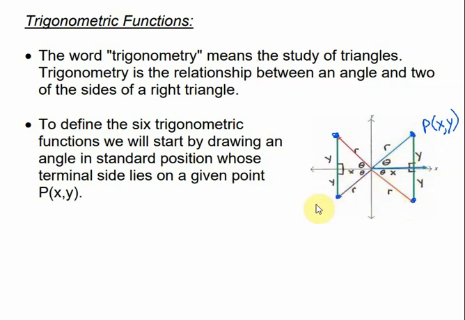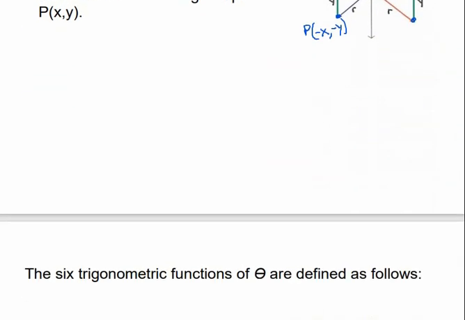Say if we were looking at the triangle that's in quadrant 3. This is my x value, this is my y value. So if we're given this point P, my x value is going to be negative, my y value is going to be negative, and so I have an x, a y, and then I can use the Pythagorean theorem to find the hypotenuse, which is r. So that's how we're going to be looking at these different trig functions.